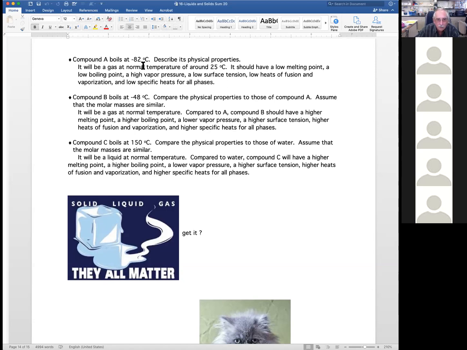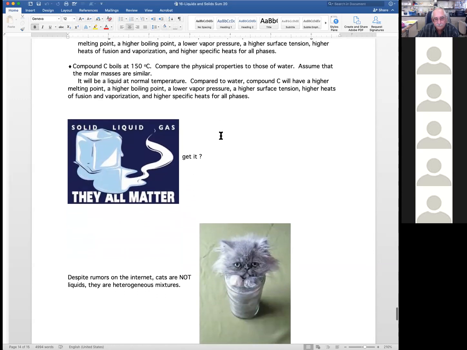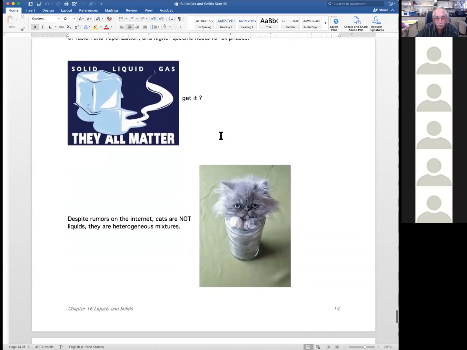What if we compare these two compounds? Okay, well, B also will be a gas at room temperature, but compared to A, B should have a higher melting point. Higher boiling point, and lower vapor pressure, and higher everything else. Okay, so you get the point? It's about attractive forces. I'll do more.